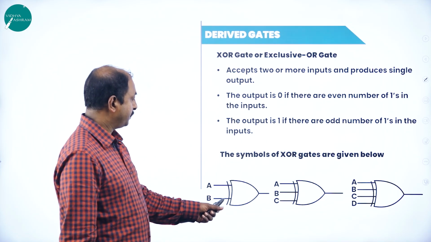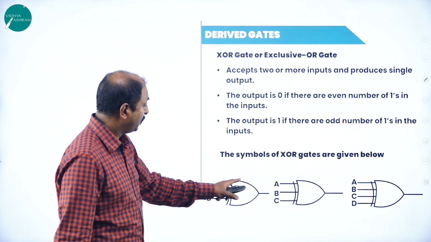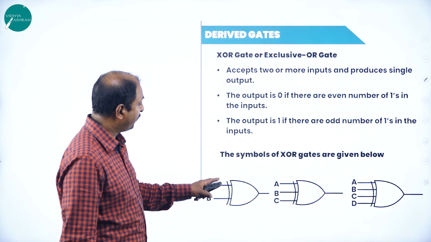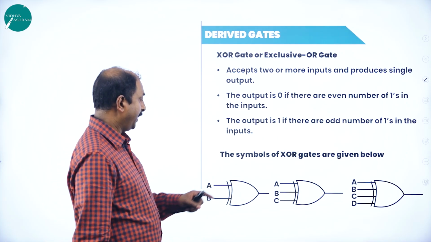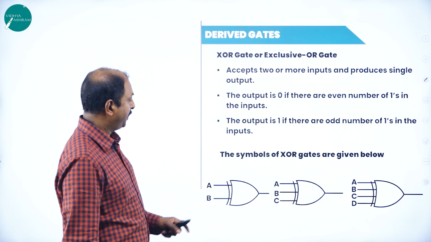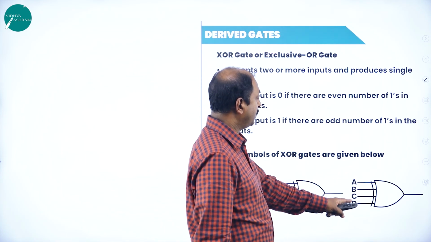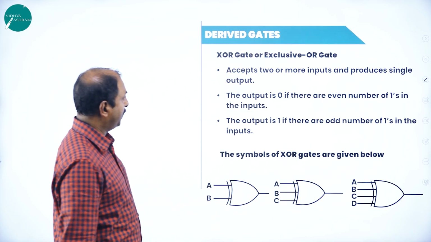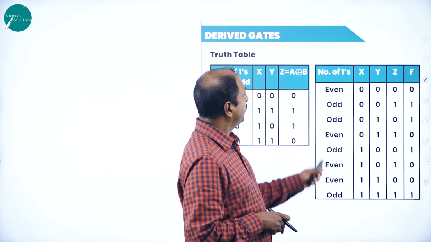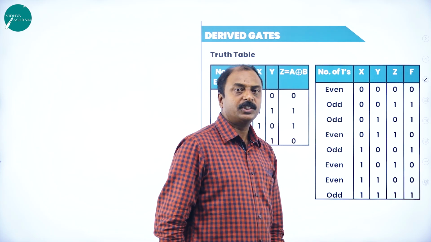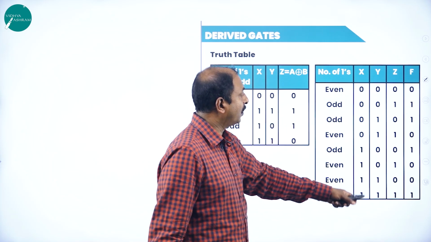Again, the logical symbol, you can see that exclusive OR gate. See, this is an OR gate, and before it we have a small arc. This represents your XOR gate, exclusive OR gate. Here this is the 2 input, this is the 3 input, and this is the 4 input combination. And next, now look at the truth table for the 3 input XOR gate. 3 inputs, 3 signals, 8 combinations.